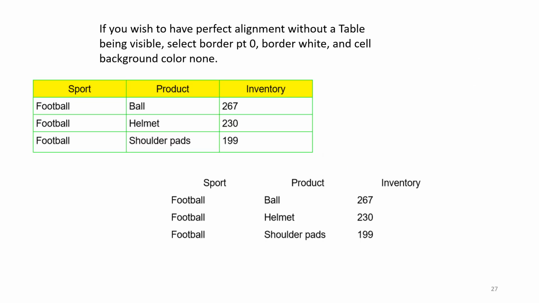If you wish to have perfect alignment without a table being visible, select border width 0, border color white, and cell background color none.